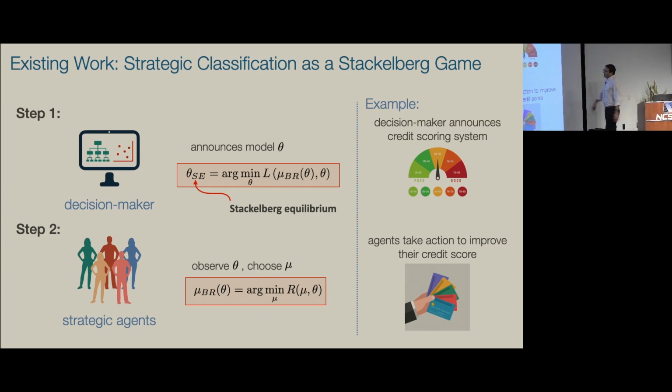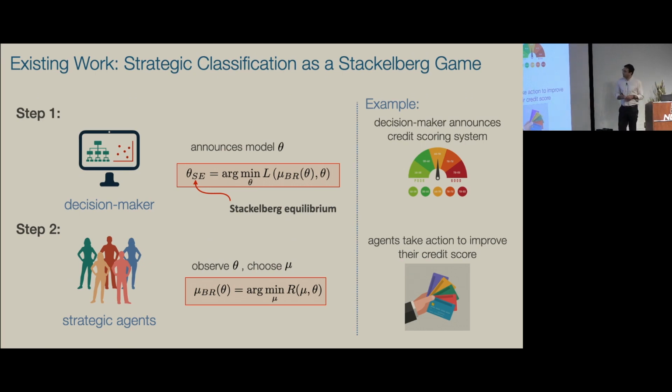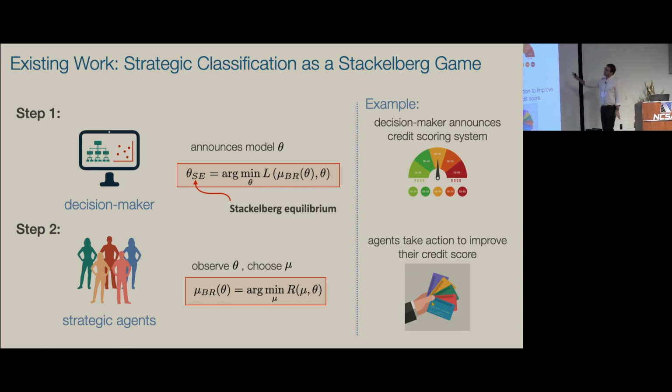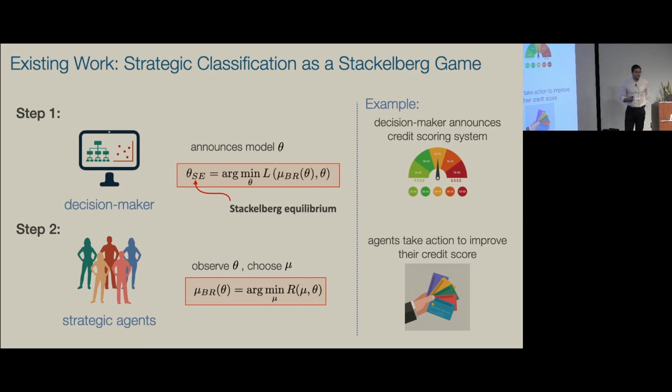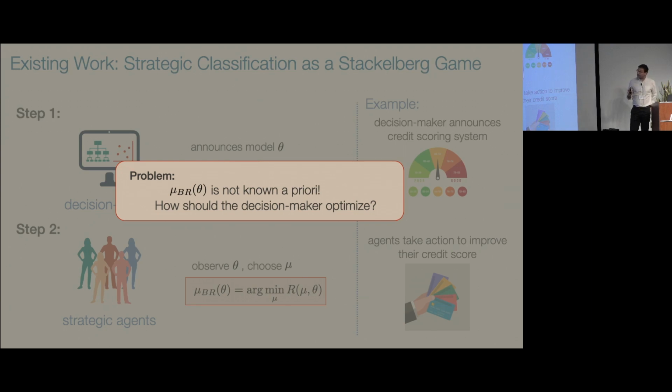So this is a toy setup, but it's a pretty decent model for some particular processes. I think the most common one in this literature is that of a decision maker announcing a credit scoring system, and then people taking actions to improve their credit scores. So how do you design a credit scoring system given that just the existence of that system is going to incentivize people to take certain actions? That's the general approach that's been taken in strategic classification in the past.